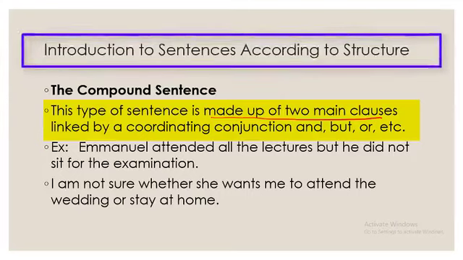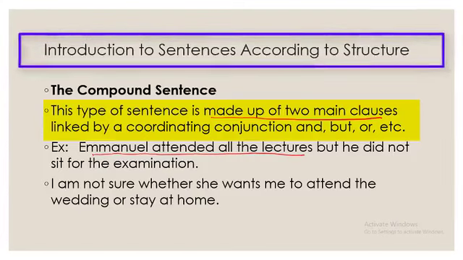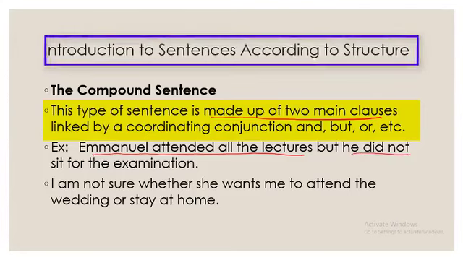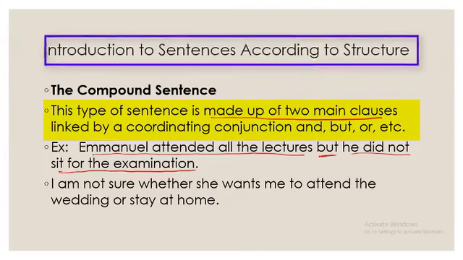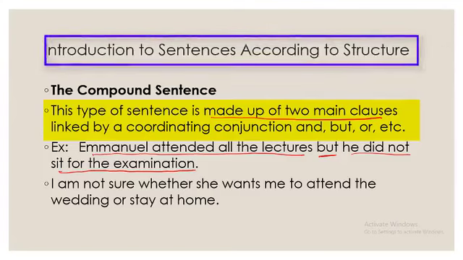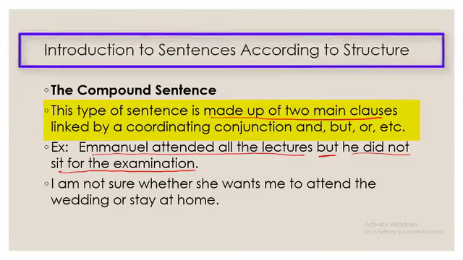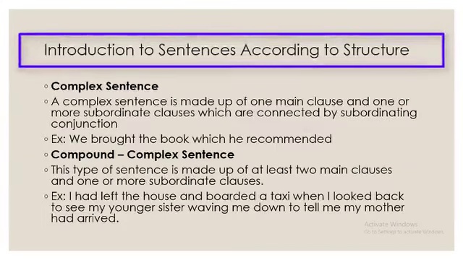For instance, Emmanuel attended all the lectures. Now, that is an independent clause. He did not sit for the examination. It's another independent clause, but both clauses are linked by a conjunction, a subordinating what? Sorry, coordinating conjunction. So we have: Emmanuel attended all the lectures, but he did not sit for the examination. So let's move further.